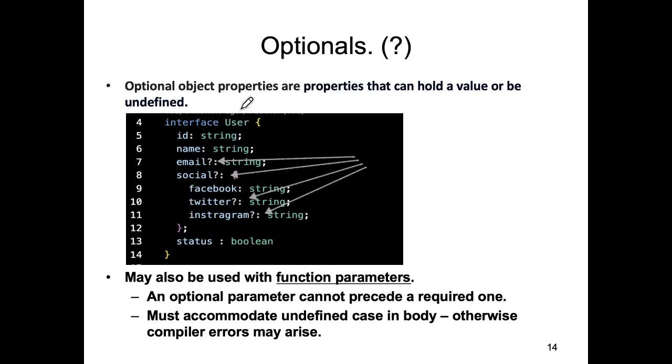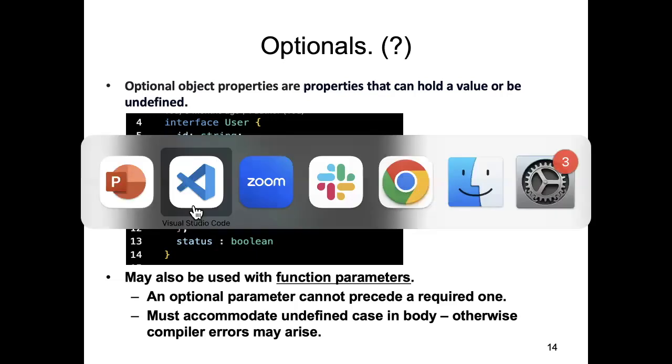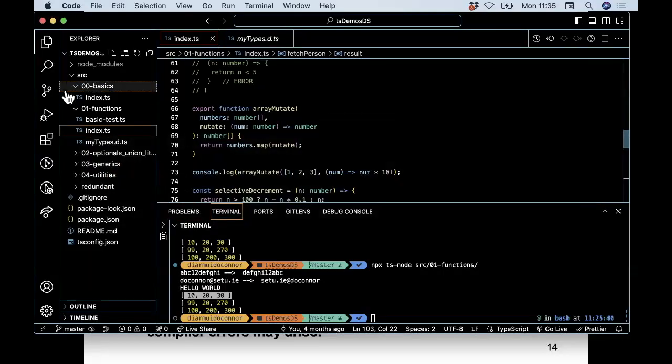type, my user type. Now I'm using it here in the context of interface data types, but you can use this optional syntax with type aliases as well. And finally, I should say that every user has to have a status property. So these optional properties can be anywhere within your structure. And we've got some examples.